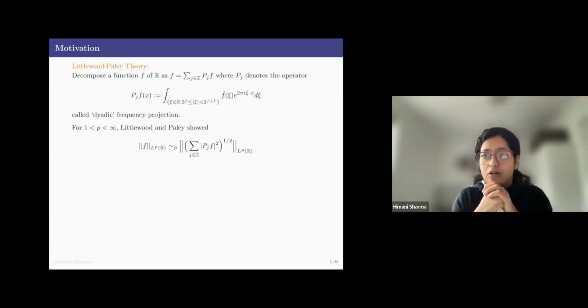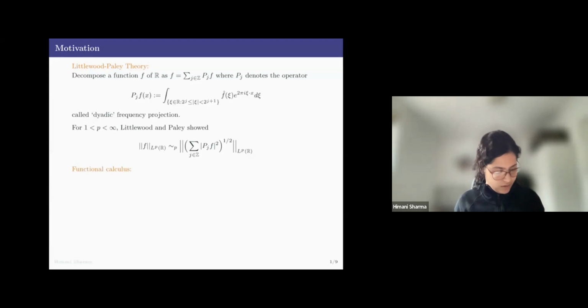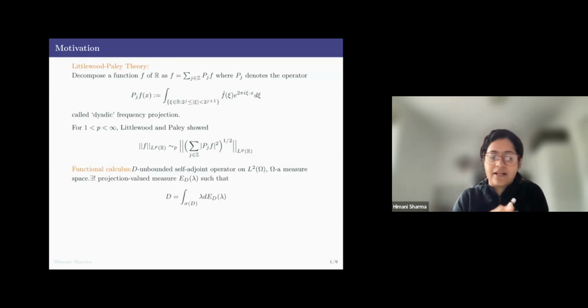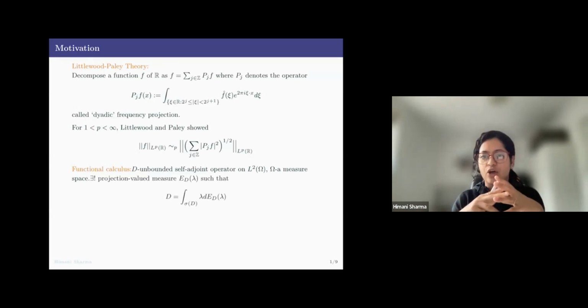Square functions are also very useful in functional calculus. For that, we first define what a functional calculus is. We start with an unbounded self-adjoint operator D on a Hilbert space, and we take omega to be a measure space. Then there exists a unique projection valued measure, E(d lambda), such that we can represent the operator D as the integral of lambda, where the integral is taken over the spectrum of D.